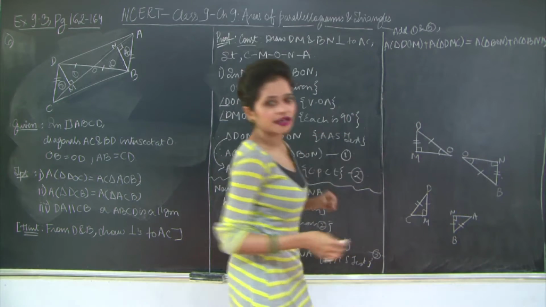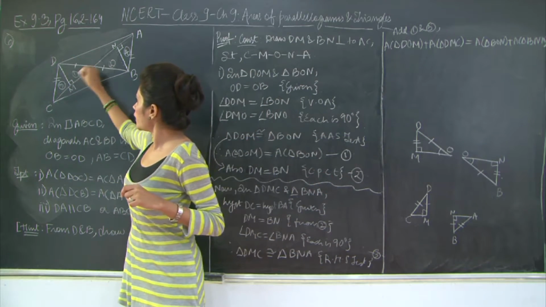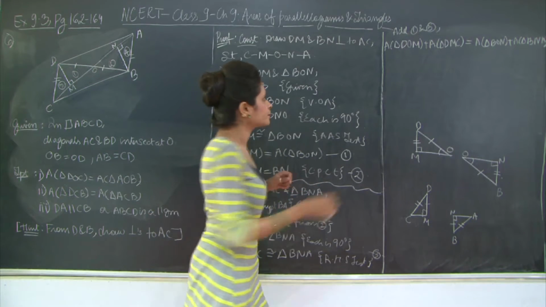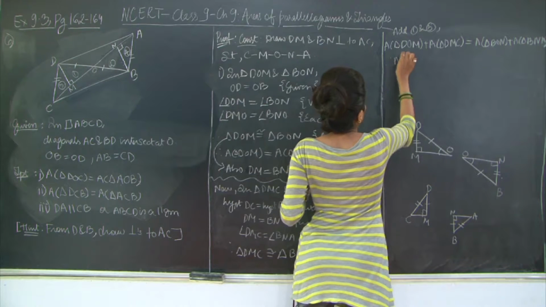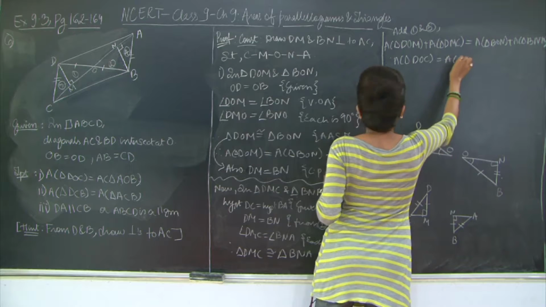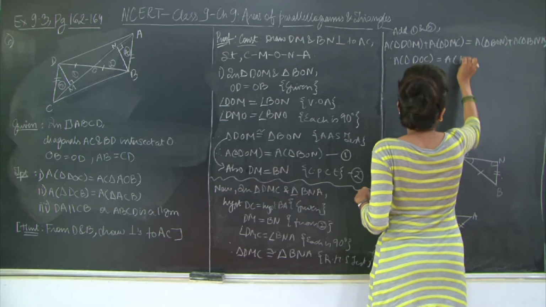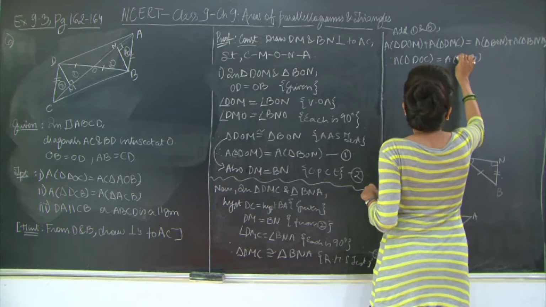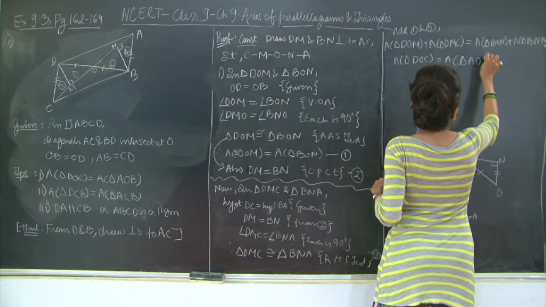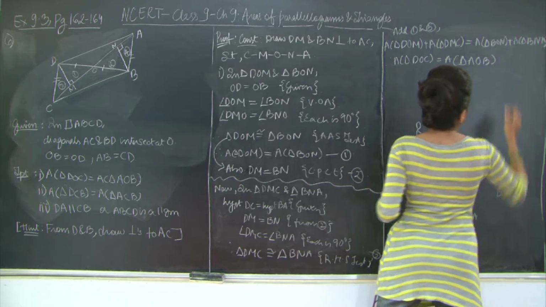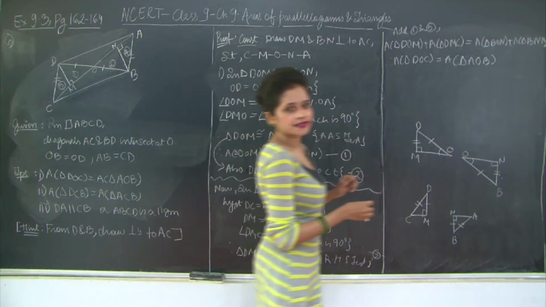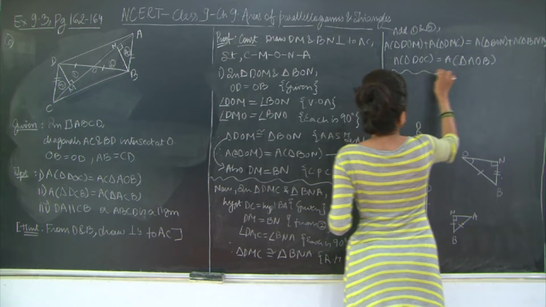Correct? So DOM plus DMC is going to give you your triangle DOC. Therefore, area of triangle DOC similarly is equal to area of triangle AOB, because when you add these two triangles out here, BON and BNA, you get your triangle AOB. So this is the first section, it's proved.